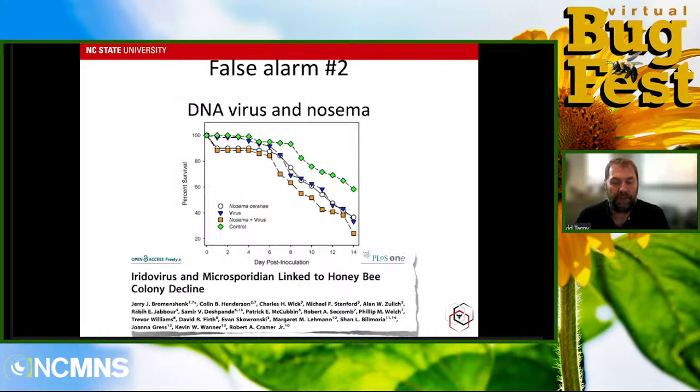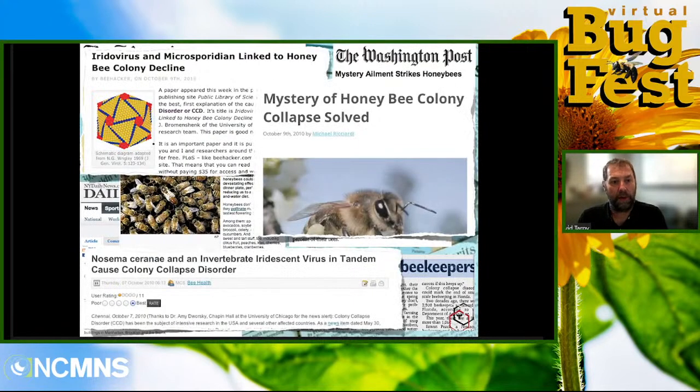The second false alarm was another paper that suggested that it was actually an interaction between a different virus and a gut parasite that is inside colonies, based on infecting bees with one or the other or both and finding a more significant effect of having a dual infection. And so again, the media went wild, suggesting that the mystery of colony collapse has been solved based on this work.